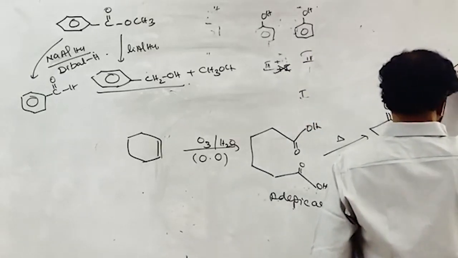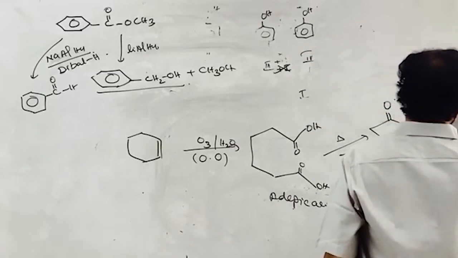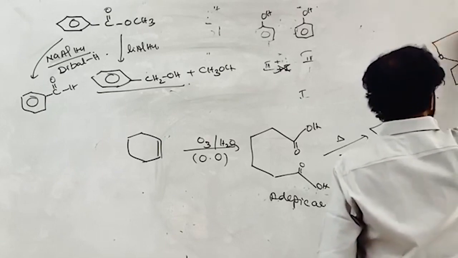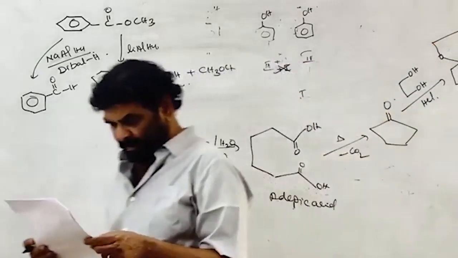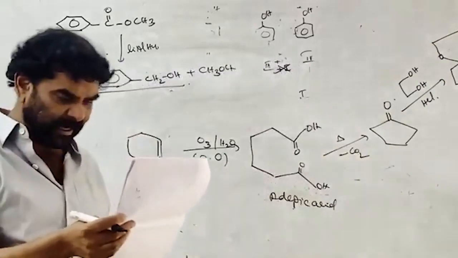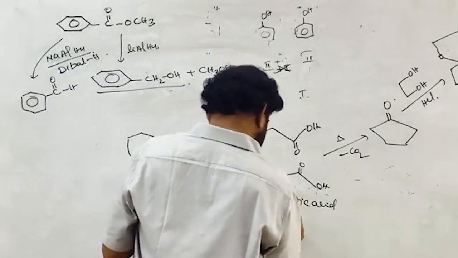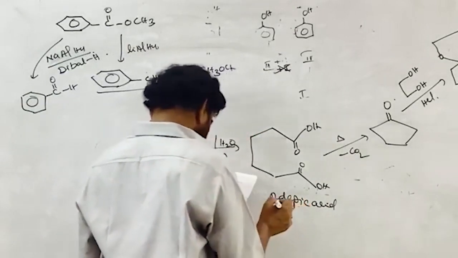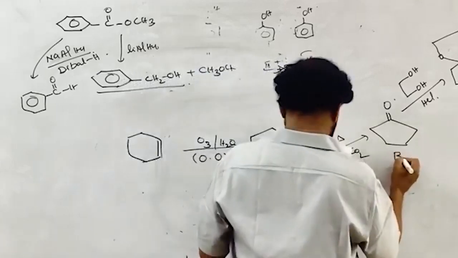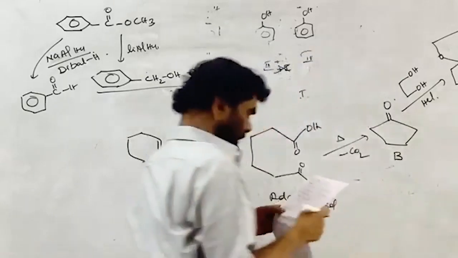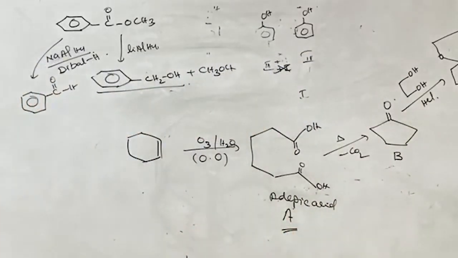Let me write the product conveniently. This is O, this is O. This is the product of the reaction. So B is correct. So this is 1, that is, A is this and B is this, C is this. He is asking for the A and the C. This is ACR. So for this question, option B is correct.